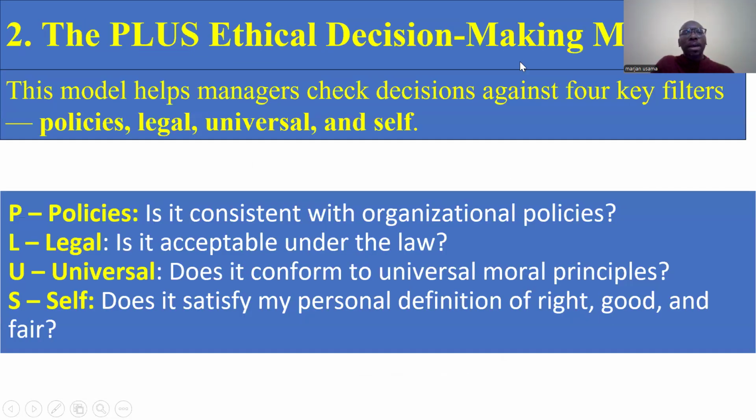Now, on to the second model of decision making, called the PLUS ethical decision making model. So this model here helps managers check decisions against 4 key filters. So this is an acronym. So the P stands for policies, L, legal, U, universal, and S is what? Self.